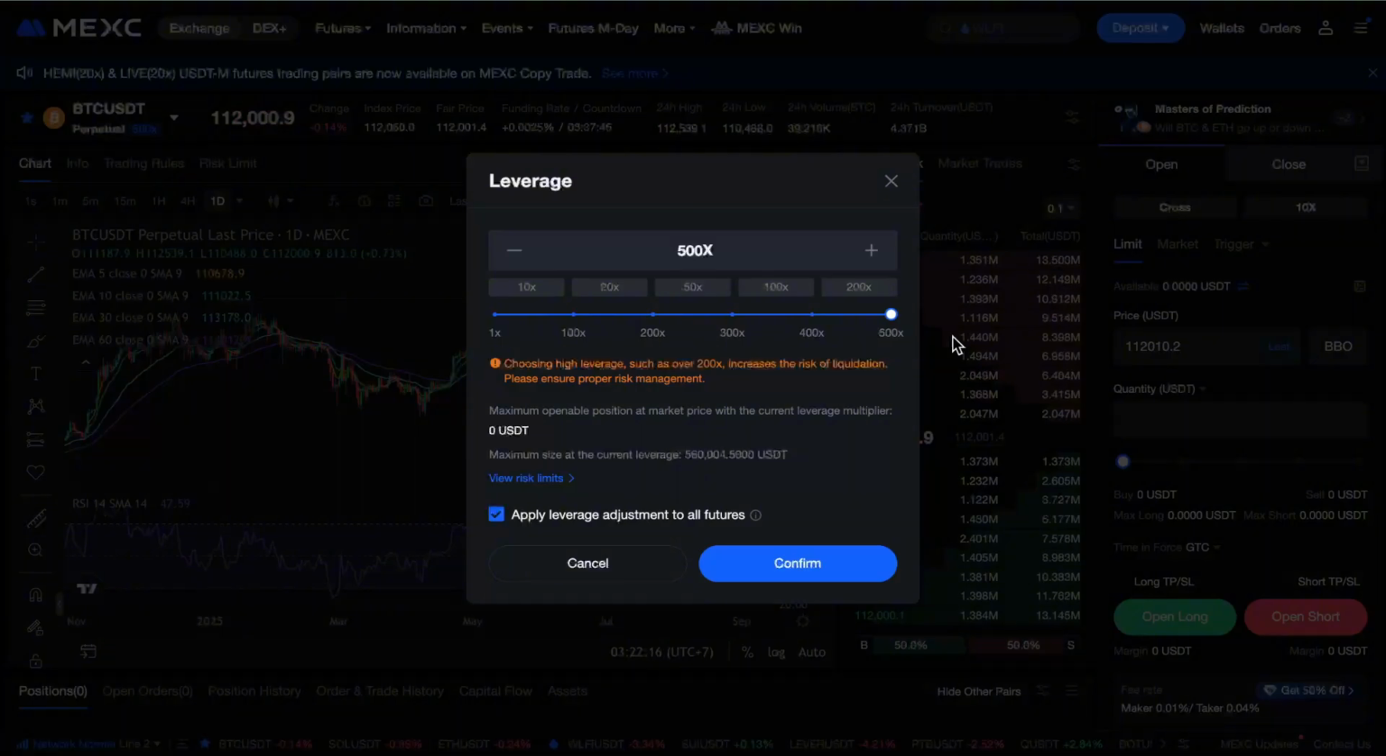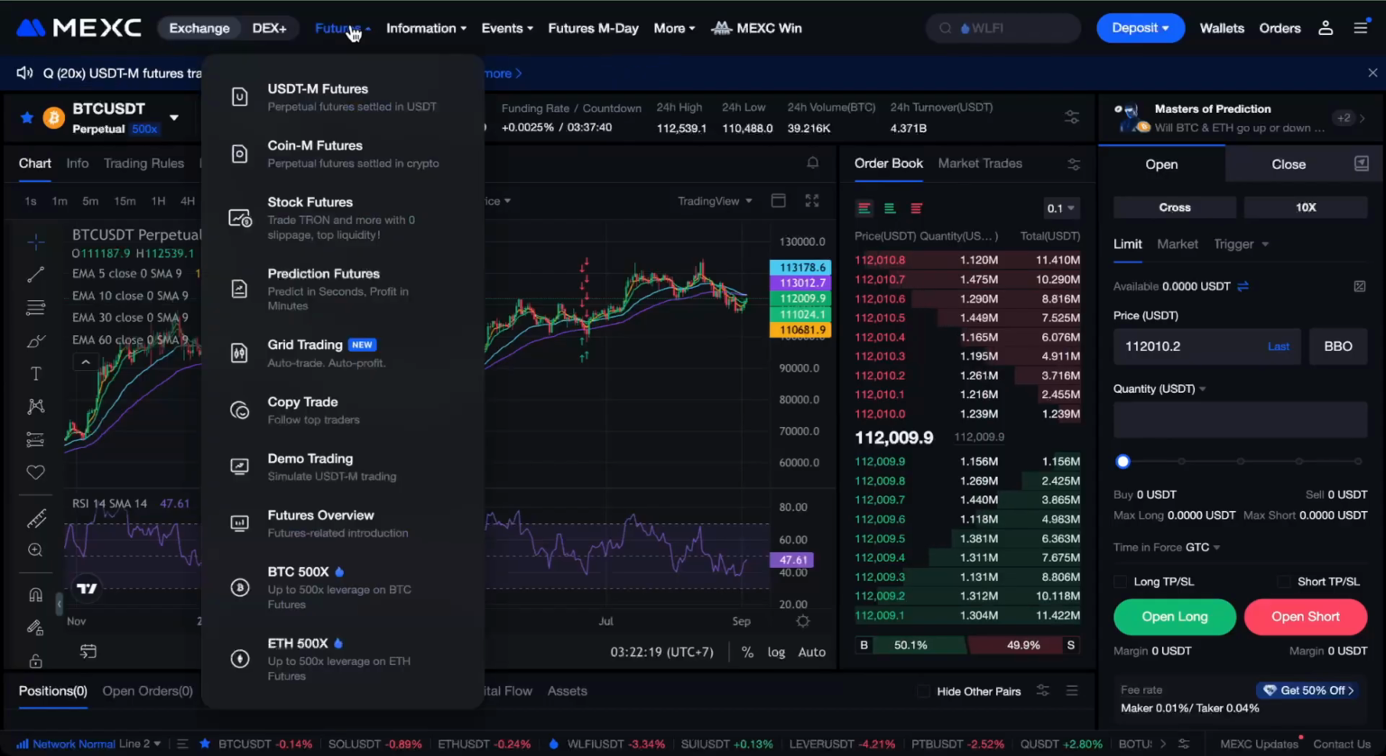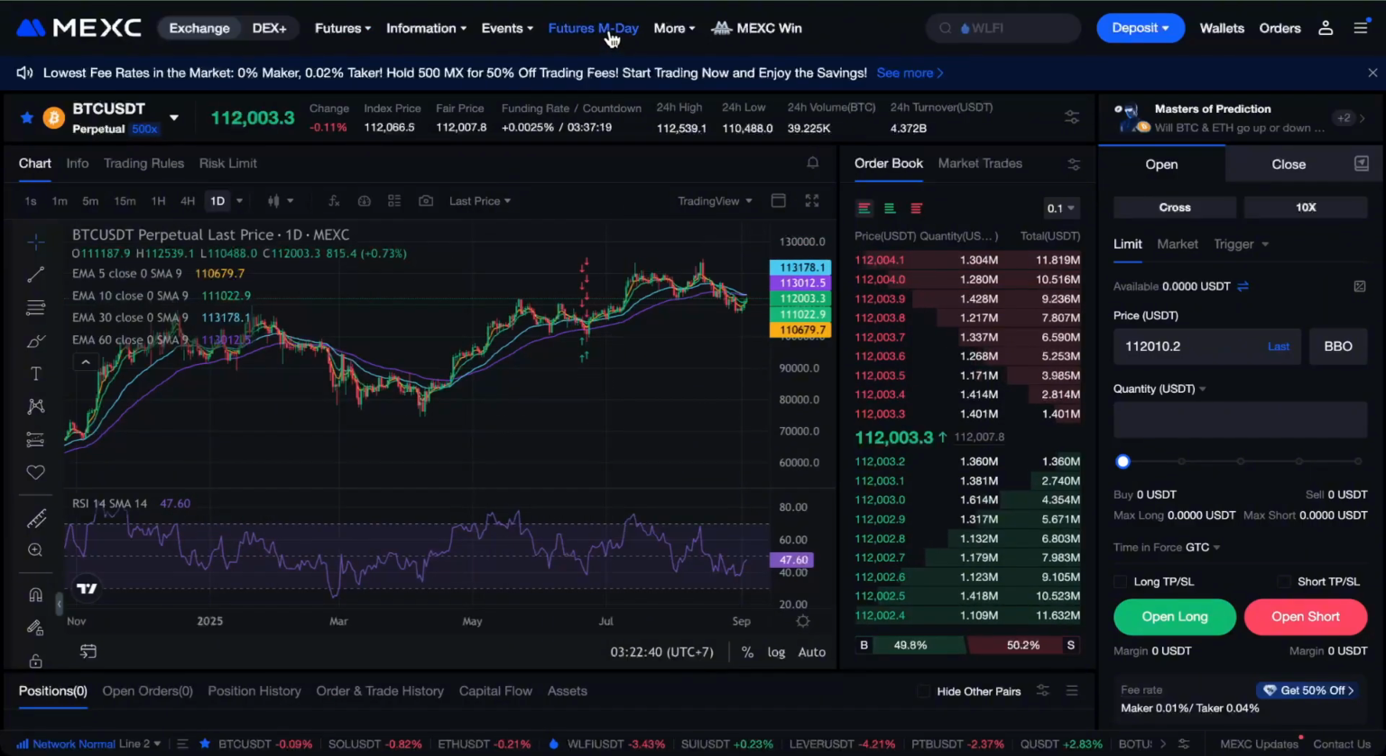On top of regular futures, you'll also find tools like grid trading, which lets you automate buy and sell orders across price ranges. Prediction futures, where you can make bets on specific outcomes. Copy trading, where you can follow and copy the strategies of successful traders. And demo trading, which lets you practice with fake money before risking the real thing.